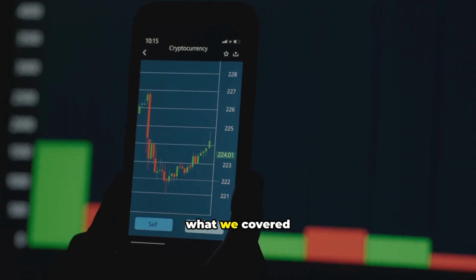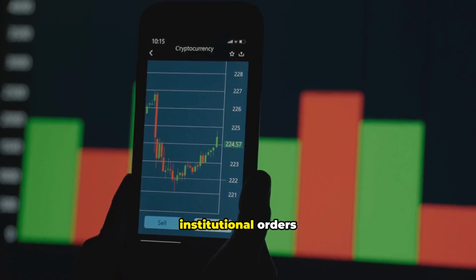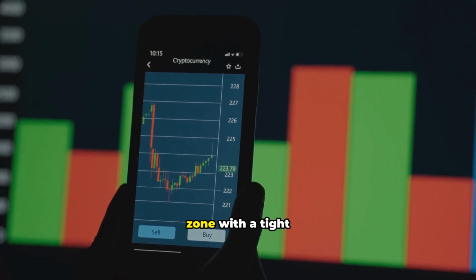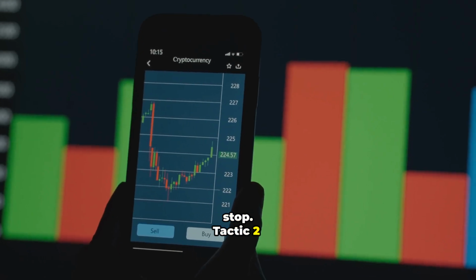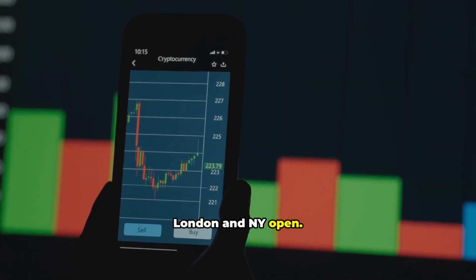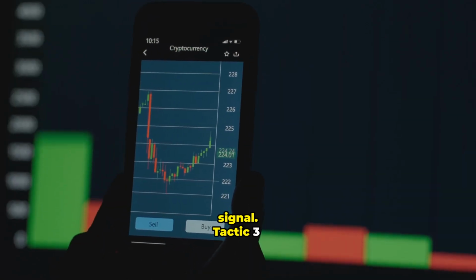Let's quickly recap what we covered today. Tactic 1. Order block entries. Find where institutional orders are resting, wait for price to return, and enter at the zone with a tight stop. Tactic 2. Session liquidity sweeps. Trade the London and NY open. Watch for stop hunts below the Asian session range. The wick down is your buy signal.